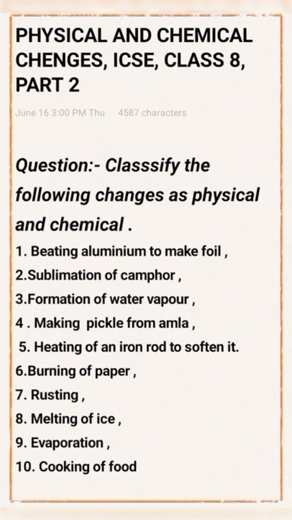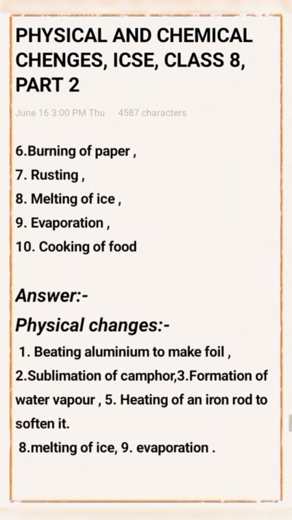Next question pattern: classify the following changes as physical and chemical. Number 1, beating aluminium to make foil. Sublimation of camphor. Formation of water vapor. Making pickle from amla. Heating of an iron rod to soften it. Burning of paper. Rusting. Melting of ice. Evaporation. Cooking of food.